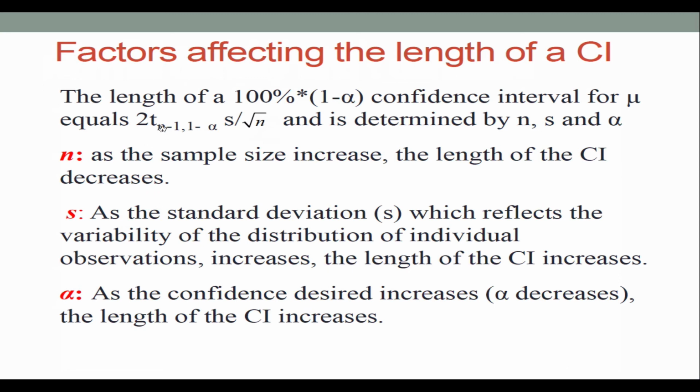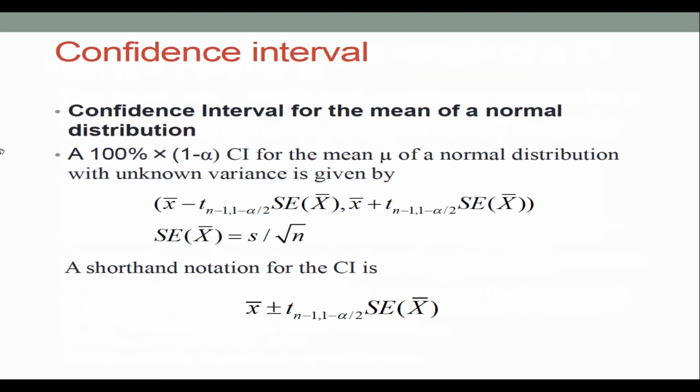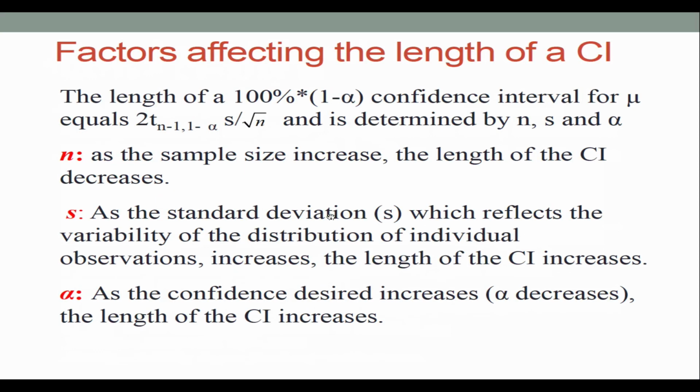From the formula for the t distribution, the length of the confidence interval just equals 2 multiplied by this critical value times the standard error. The length of it is just 2 times this error margin. So in order to find out which factors affect this length, you're just looking at this formula.